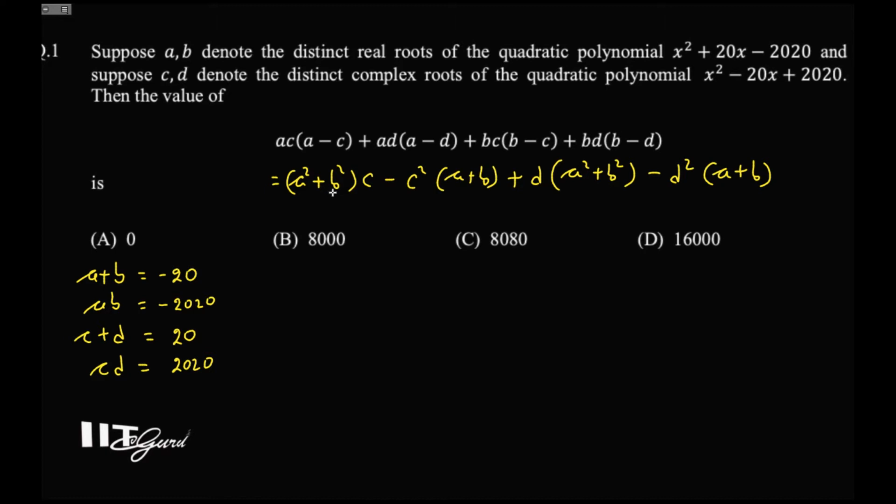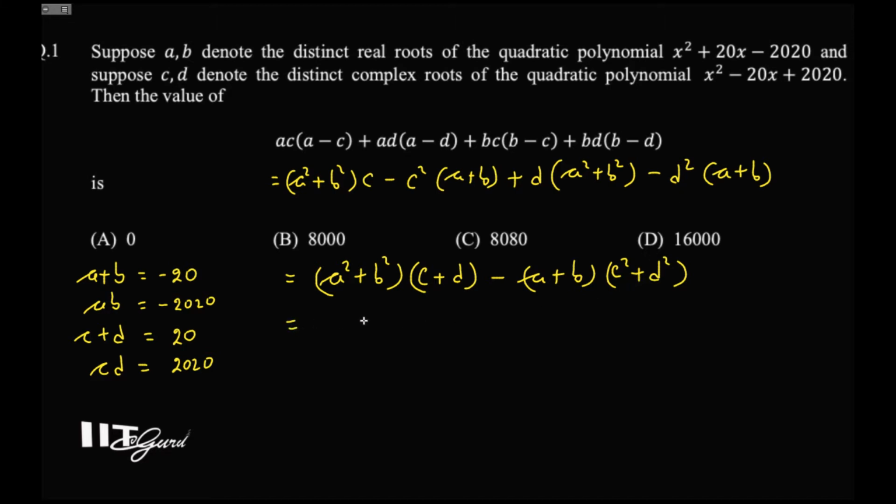Now from the first and third terms, if you take A square plus B square common, we get A square plus B square under bracket into C plus D, and then minus of A plus B into C square plus D square. Okay, so this becomes C square plus D square.